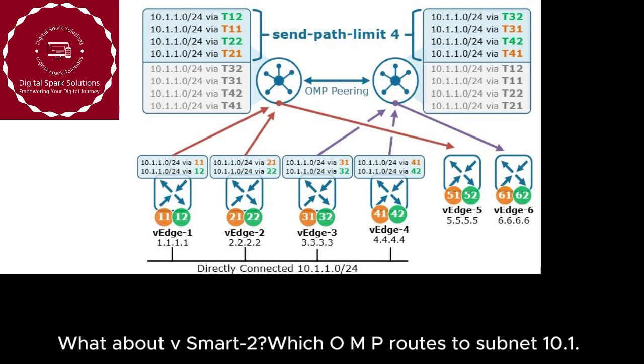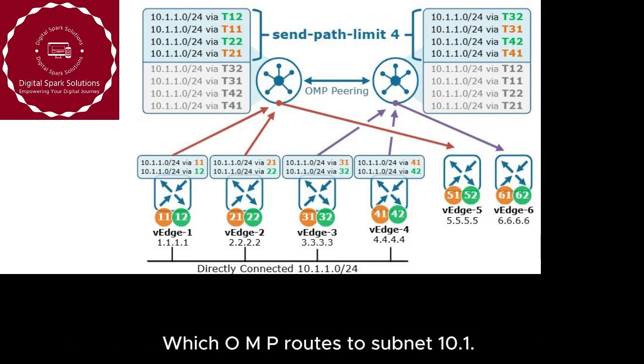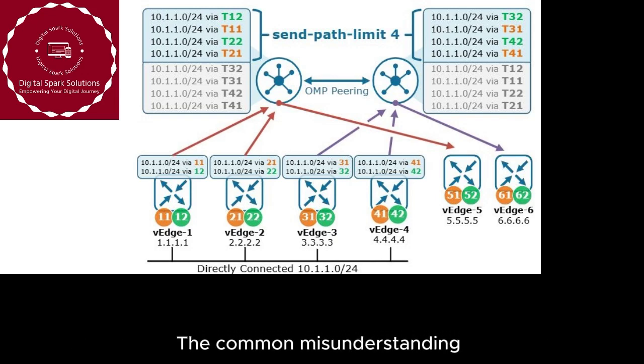What about vSmart 2? Which OMP routes to subnet 10.1.1.0/24 will vEdge 5 install in its VPN 100 routing table? Which OMP routes to subnet 10.1.1.0/24 will vEdge 6 install in its VPN 100 routing table?